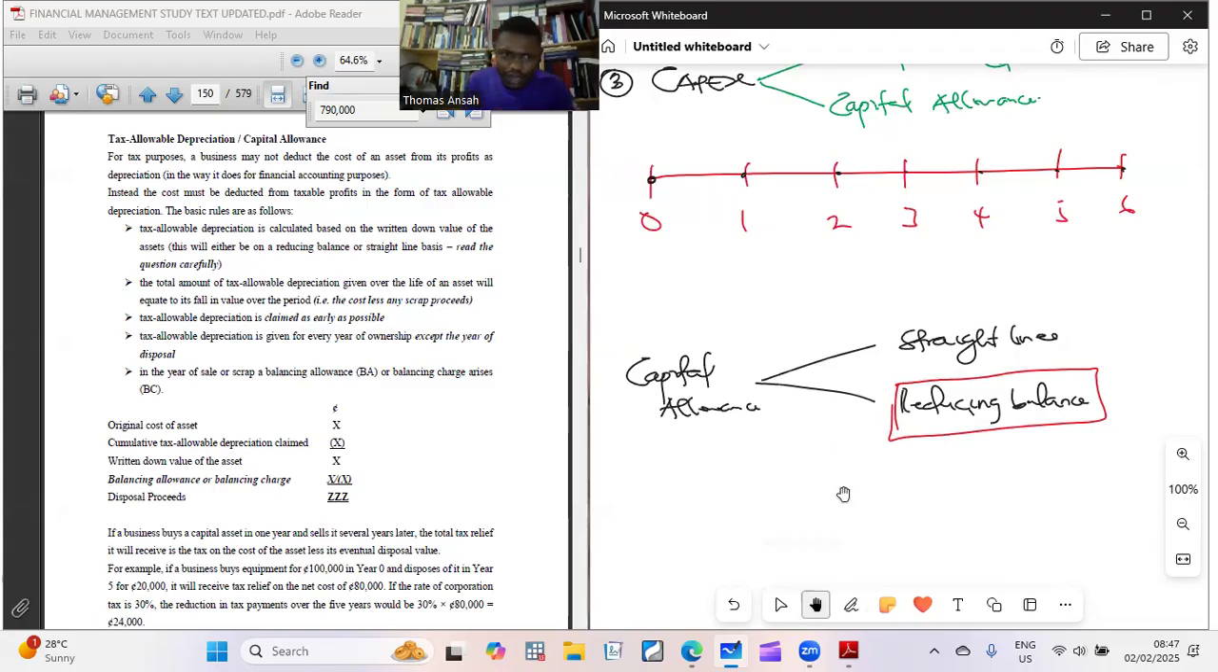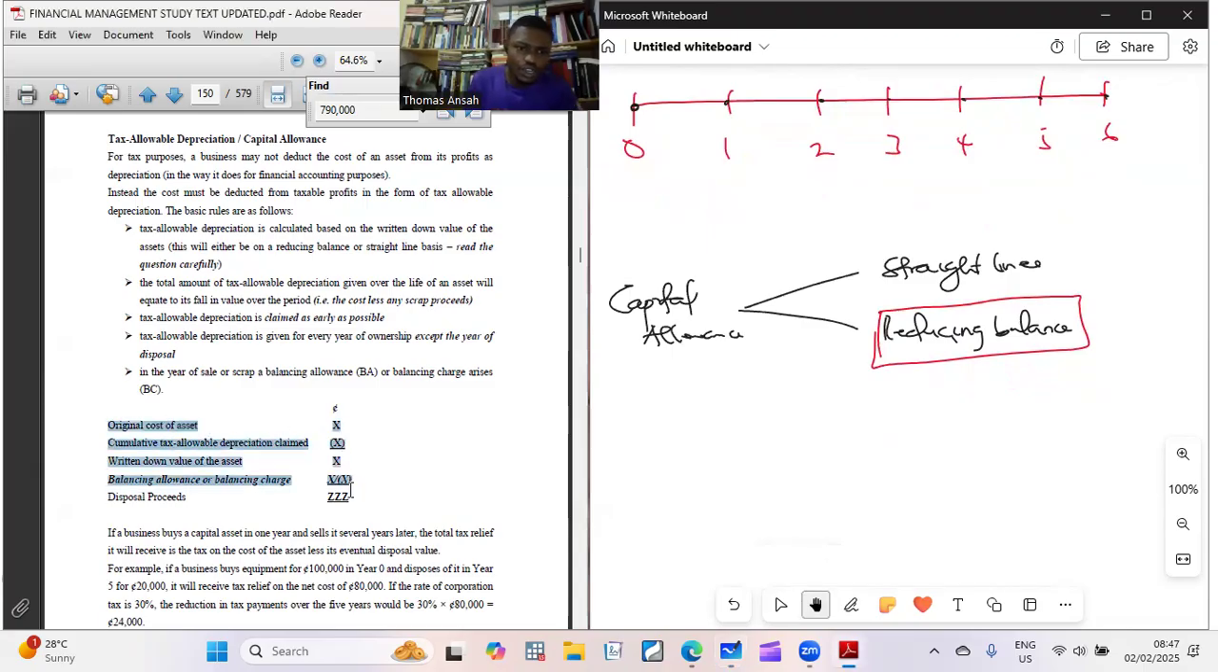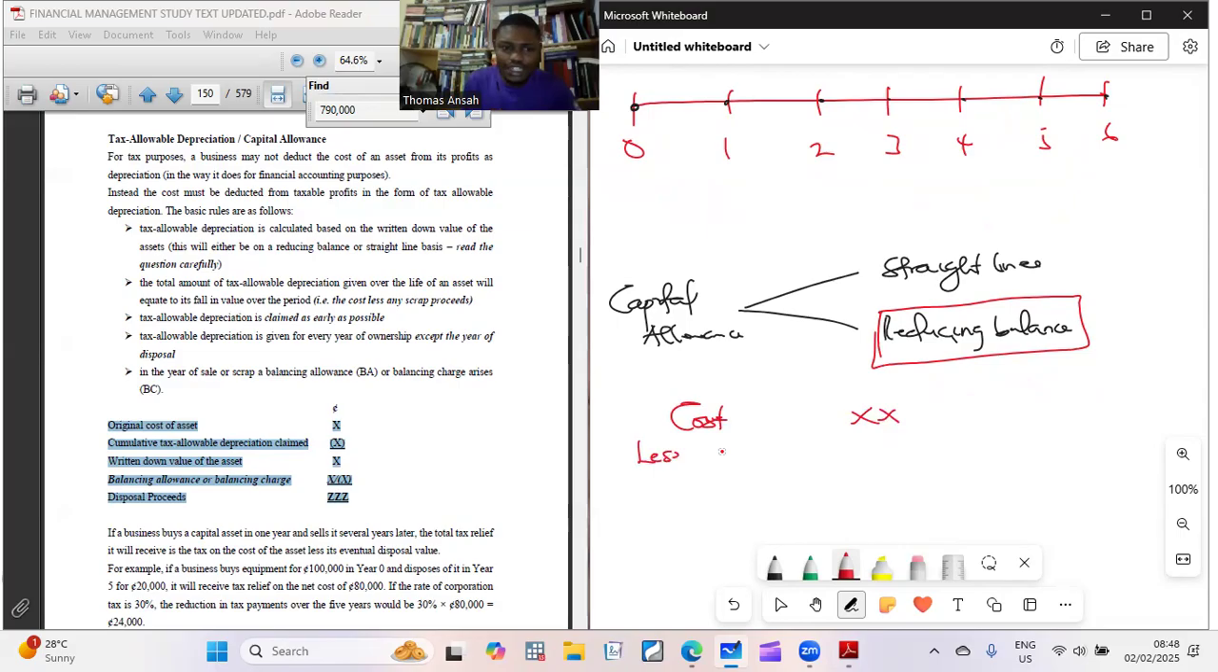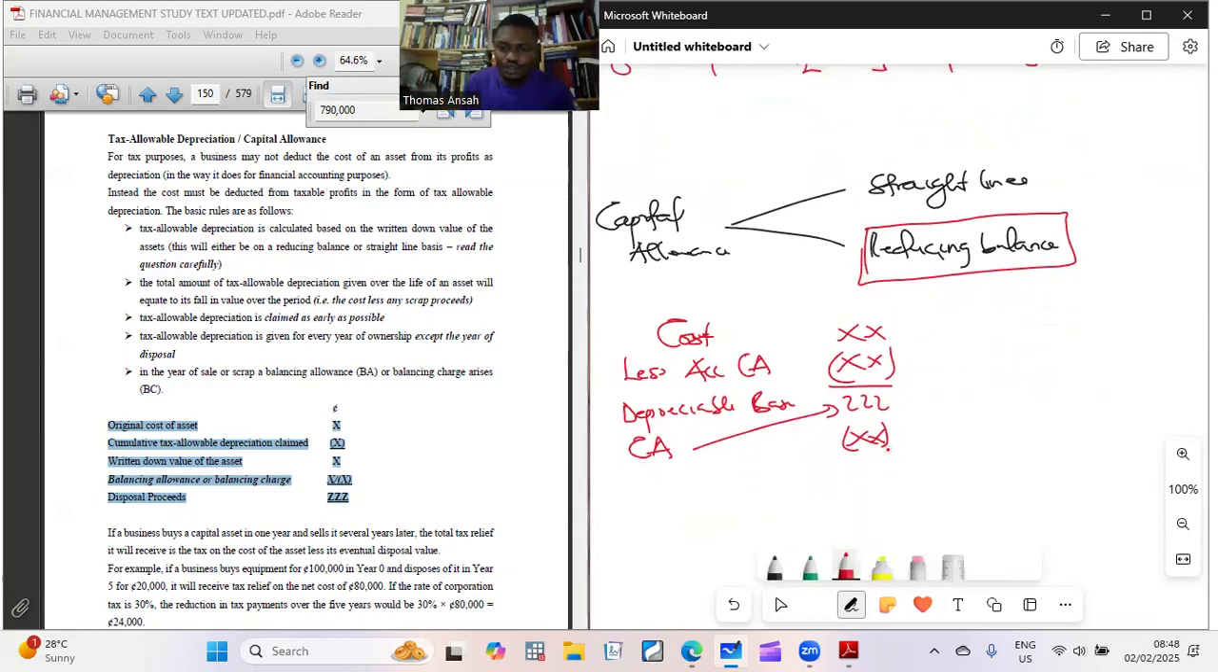But how do we calculate capital allowance? So this is the template. You will need the original cost. All right. So you need the cost. It's just like the way we do depreciation. Then you less accumulated capital allowance. Then you get what we call the depreciable base. All right. So this is your new figure and you will calculate your capital allowance on it. Your current year capital allowance on it, just as the way we do depreciation. All right. Then you get this figure.